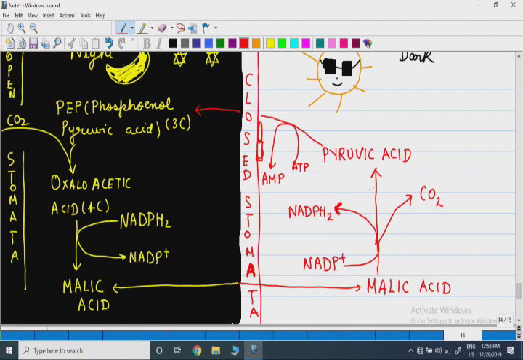And this carbon dioxide will be accepted by RuBP, ribulose bisphosphate, and it will run in the Calvin cycle, the C3 cycle. And what will come out of the Calvin cycle? The carbohydrates. Like this.